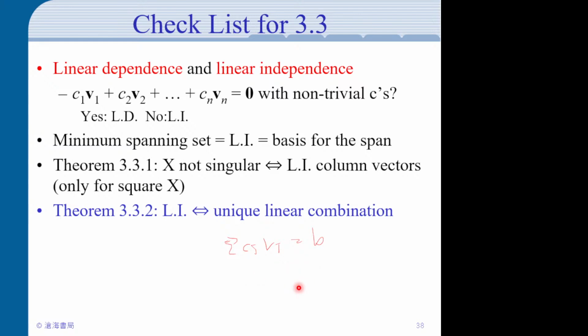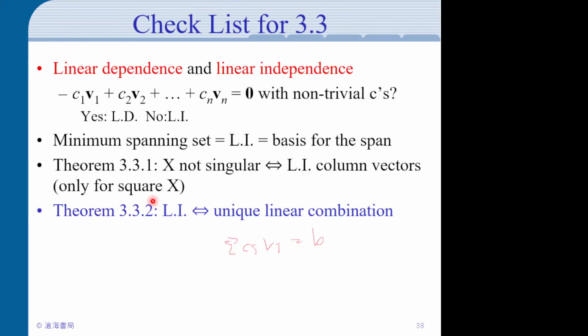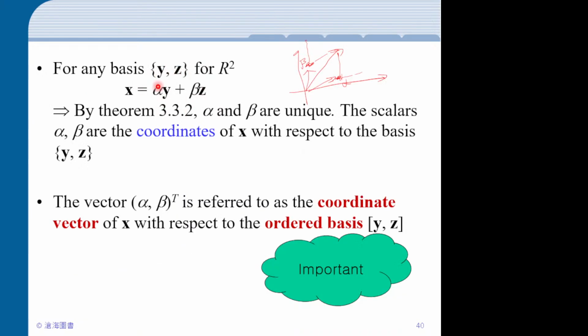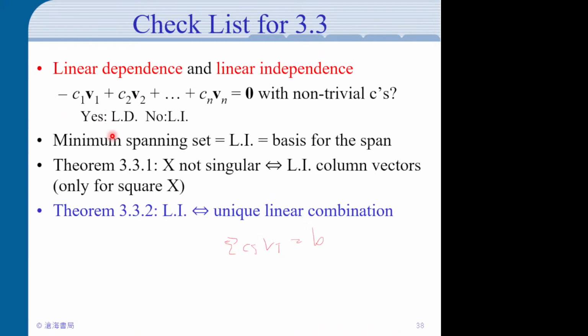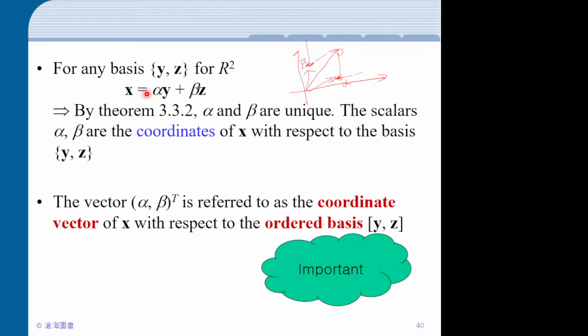Okay. And from this unique solution, we can define our concept of basis. A basis is a set of vectors that satisfy two things: they need to span the whole space, and they need to be linearly independent of each other. So they have this nice property that, since they span the whole space, everything in the space can be written as a linear combination of them, and since they are linearly independent, when you write everything as a linear combination of them, you have a unique solution, unique coefficients.